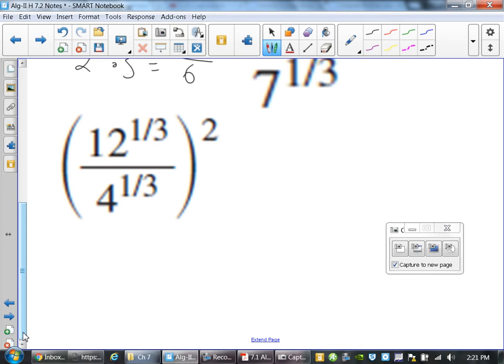In this case here, I have 12 to the 1/3 divided by 4 to the 1/3. That means basically I'm looking at the cube root of 12 divided by the cube root of 4. We okay on that? Yeah. So there's no equal sign here. Here's what happens. What I'm going to do is rewrite these two exponents as a power to power. Watch what happens.